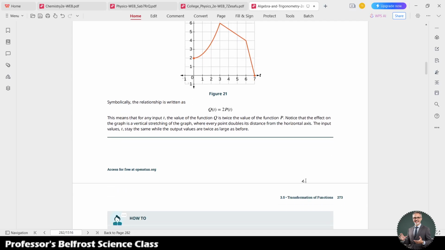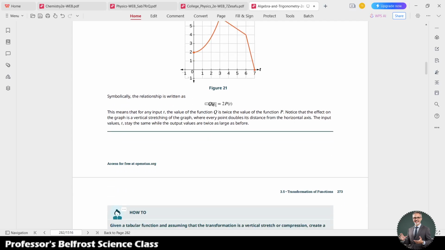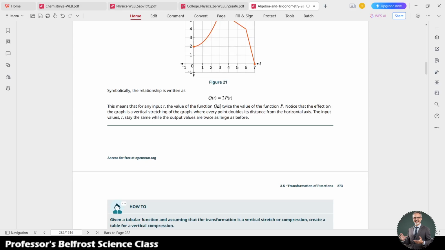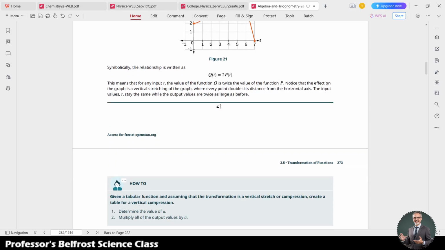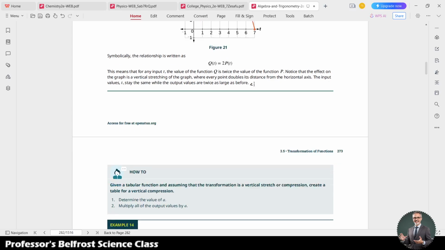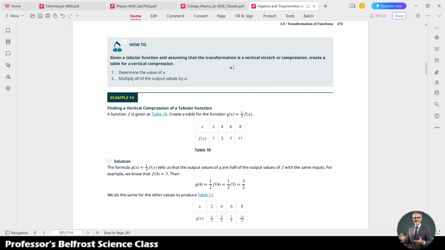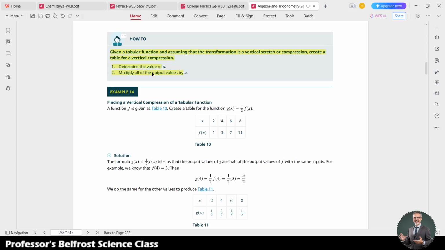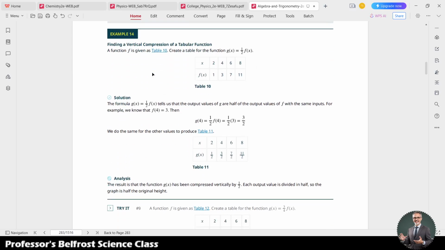And symbolically, the relationship is written as Q(t). For example, you take Q(t) as the transformed function equals 2P(t). So it means that the value of function Q is twice the value of function P. And given a tabular function, assuming that the transformation is a vertical stretch or compression, we create a table for vertical compression by determining the value of a and multiplying all of the output values by a.